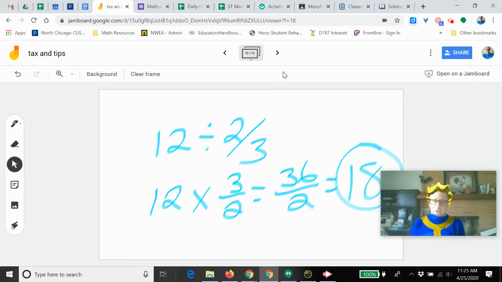But I also want you to understand we're dividing 12 into 2/3 groups and counting how many 2/3 groups there are. In multiplying, you have 12 groups of 3, or 3 groups of 12, divided by 2. Okay. All right. So that's your review.